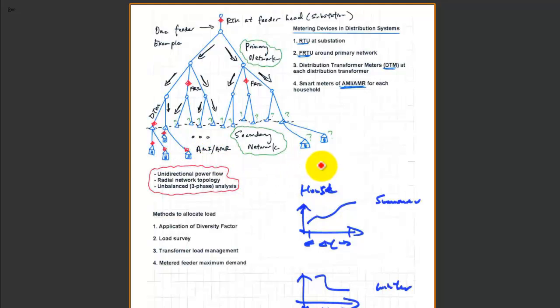So as you can see, this is operating in a radial network topology fashion, and the unidirectional flow of power from the substation is what is shown here. And this is the unbalanced three-phase analysis, because we have tapped on different phases of the distribution transformer over the lateral or different feeders, which results in an unbalanced situation.